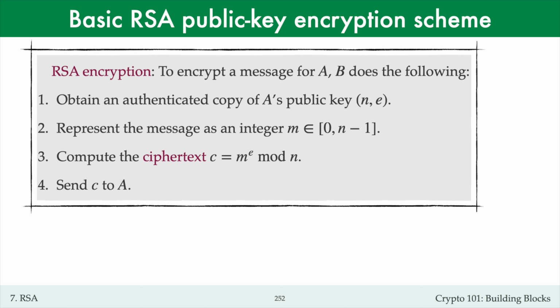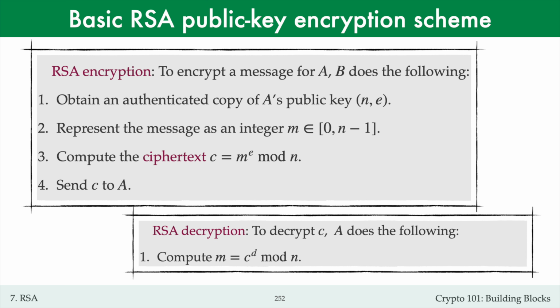In basic RSA encryption, a plaintext m, which is a number between 0 and n-1, is encrypted by raising it to the power of e modulo n. The ciphertext C is decrypted by raising C to the power of Alice's decryption exponent d modulo n.